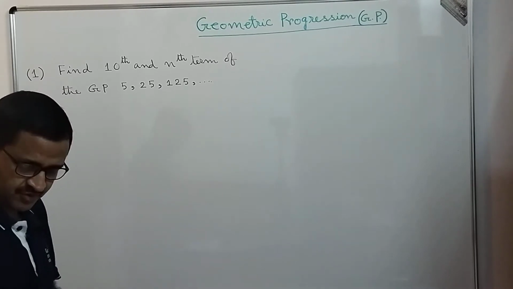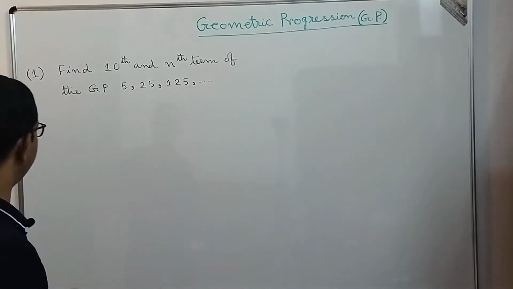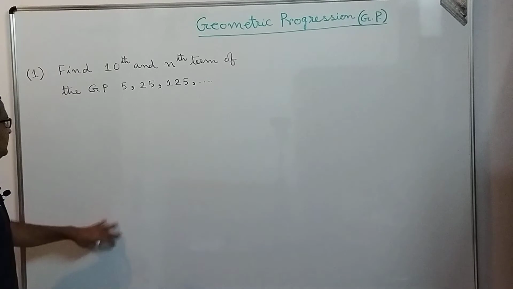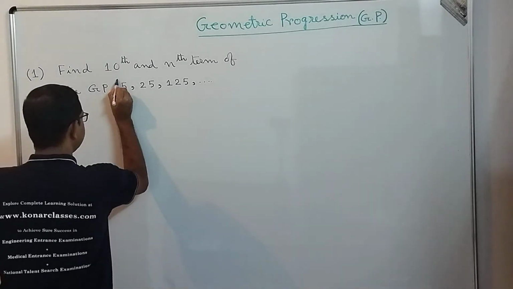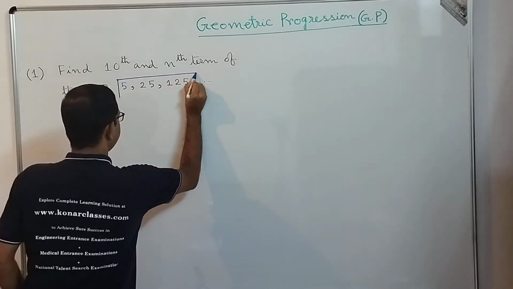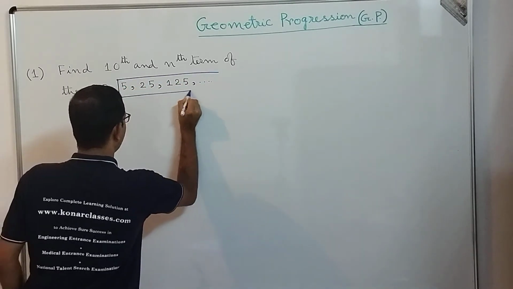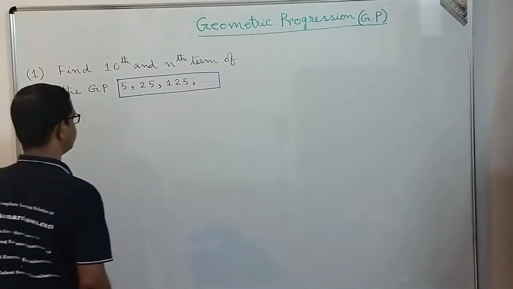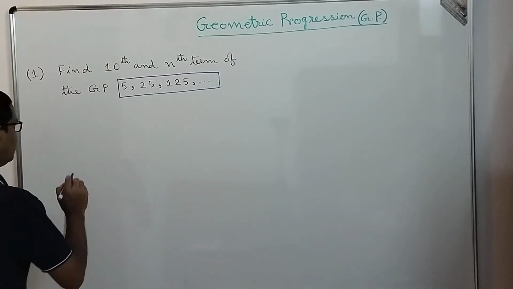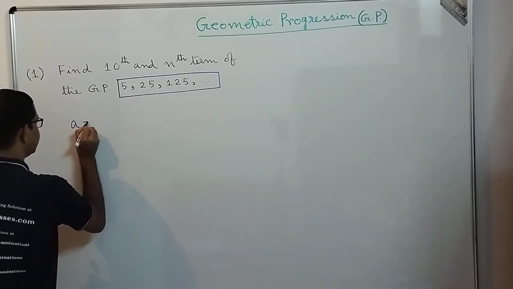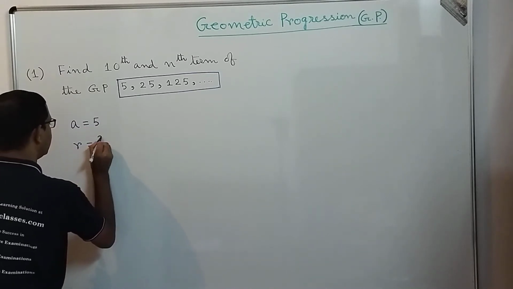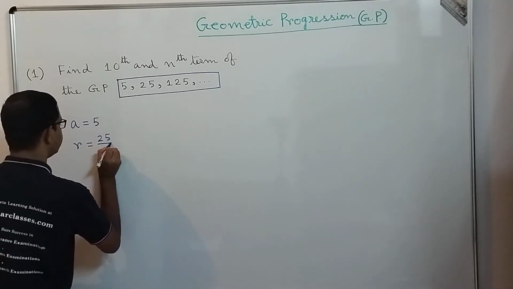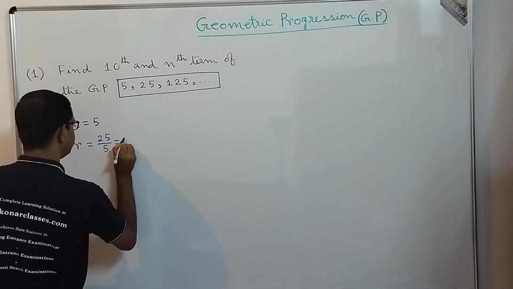Very simple. Okay, but you need to practice so that you get very comfortable solving this type of question. The moment we see this GP, dear students, 5, 25, 125, and so on, one thing we know is that the first term A is equal to 5, and the common ratio R is equal to 25 by 5, that is also 5. Correct?